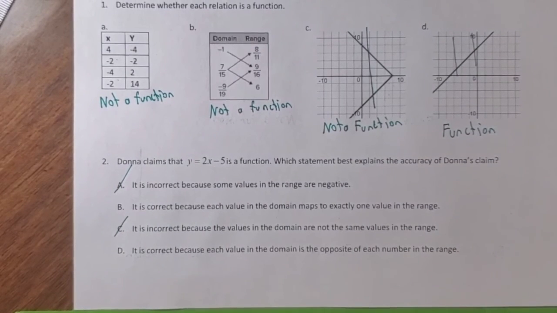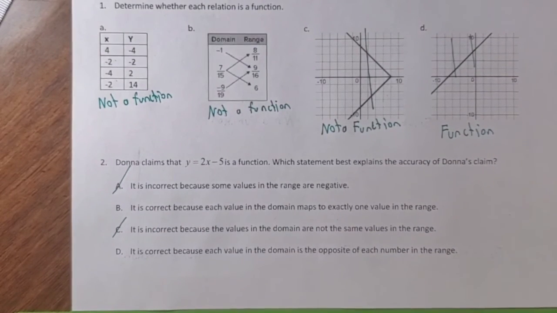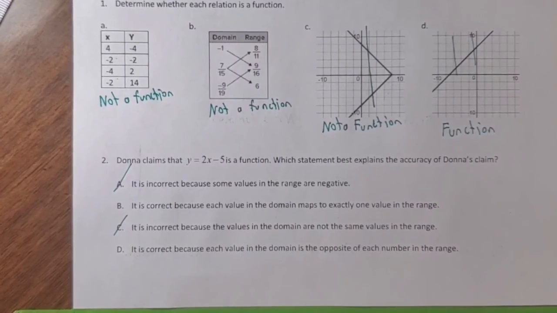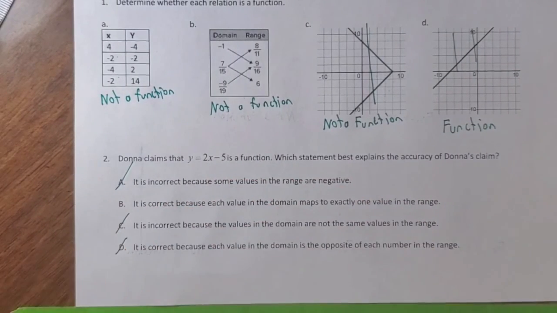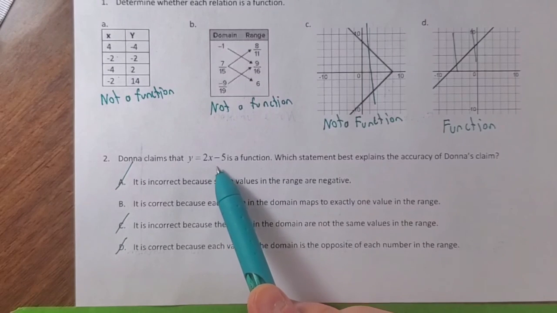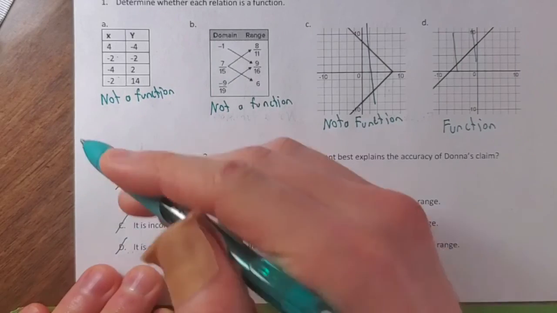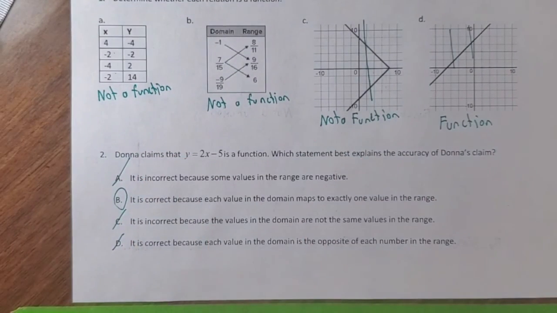D says it is correct because each value in the domain is the opposite of each number in the range. That's also something that we don't need to have be true for our function. Letter B is the best choice here. It is indeed a function, and that's because each value maps to only one value in our range here. So B is the best choice for Donna's claim.